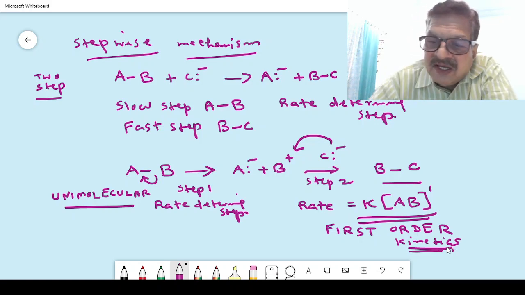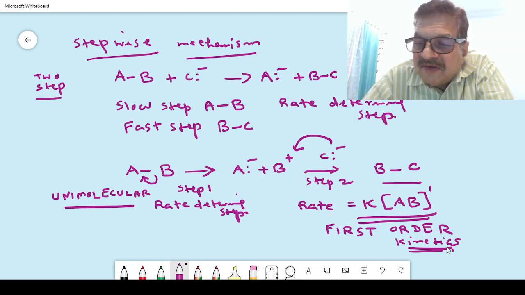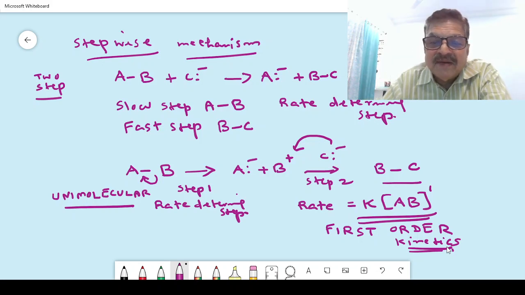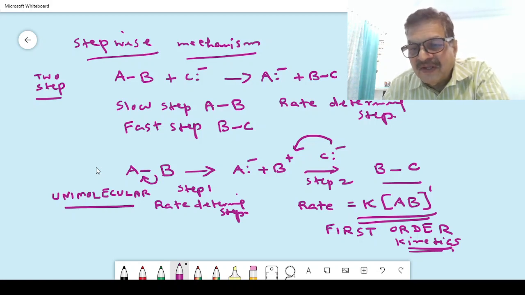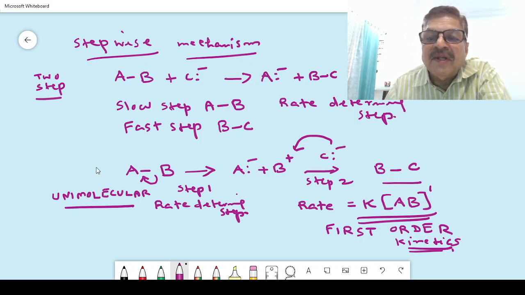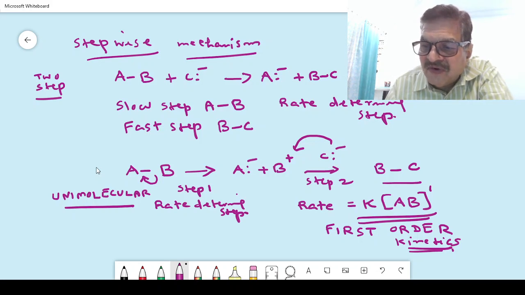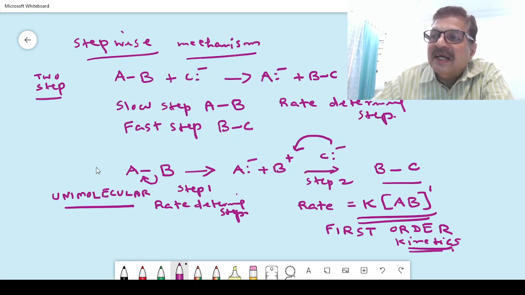Now, if you double the concentration, what will happen? If you double the concentration of AB, it will double the rate of the reaction. If we double the concentration of C, it has no effect, because C is not involved in the rate determining step. Only AB is involved. Therefore, doubling the concentration of AB will double the rate of the reaction. C has nothing to do with it. C is not involved here. Therefore, doubling the concentration, or even removing the C and substituting it with any other anion, has no effect on the rate of the reaction.